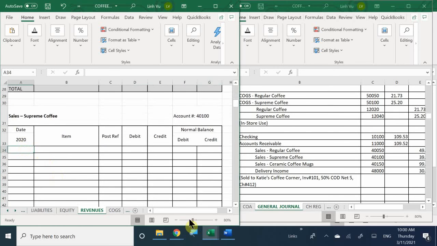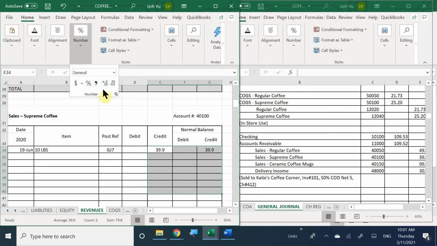What about my Supreme coffee? How many pounds of that did I sell? 10 pounds. General journal number 7 once again. Sorry, I just turned off my caps lock. There you go. And how much was it for? $39.90. So therefore, should have a credit balance of $39.90. Okay.